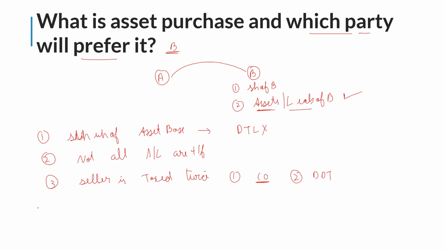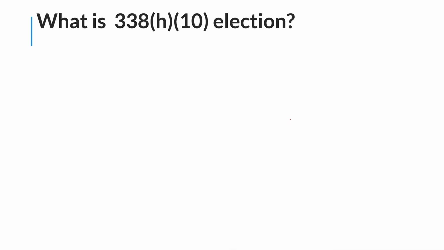So this is asset purchase. It is preferred by the buyer because they don't take on the liabilities. They can be selective of the assets they want to take, and buyers can step up their asset base so that they can pay less taxes in future. Okay. Now the next question is, what is 338H10 election?